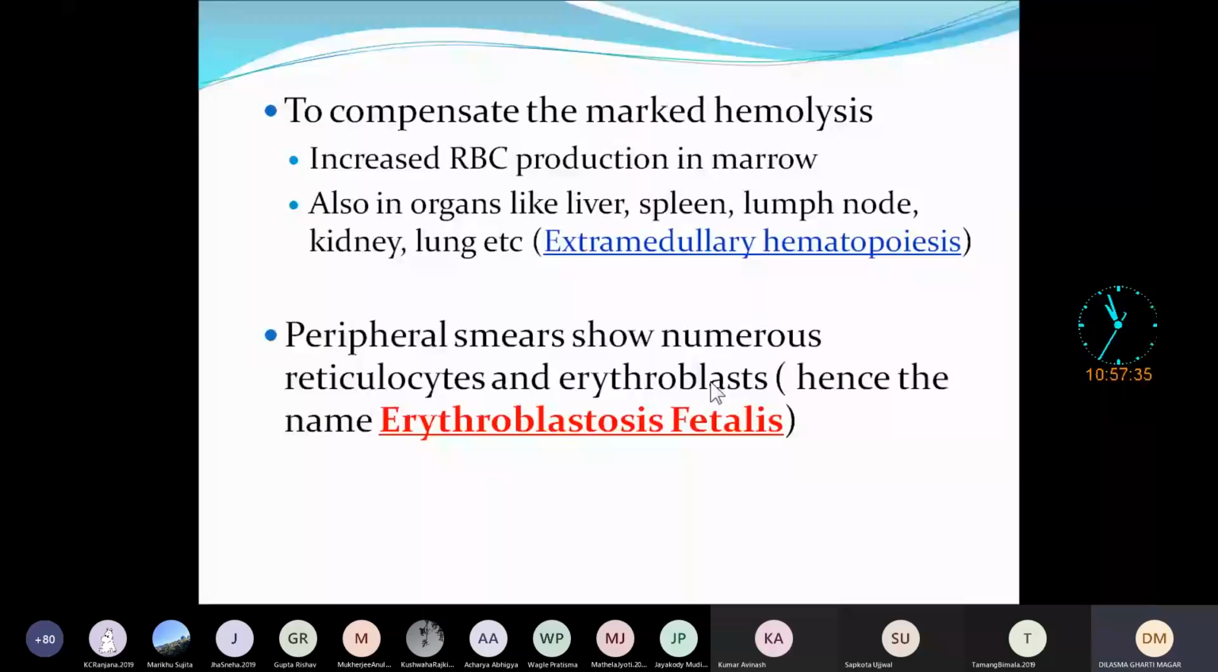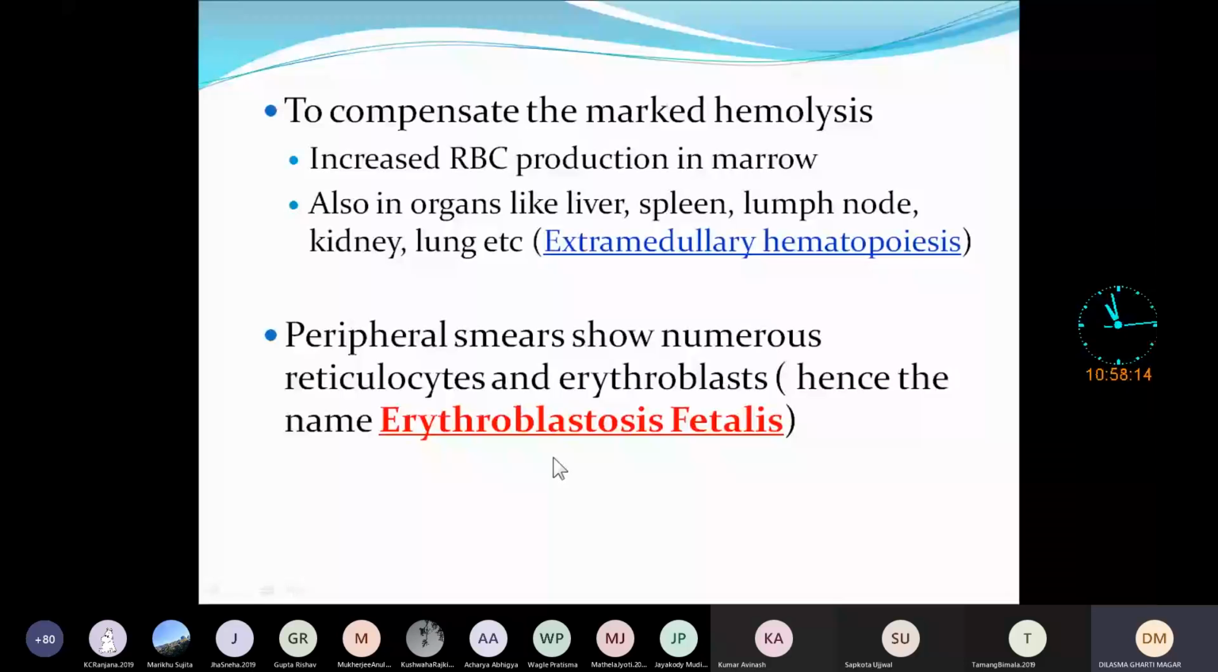So the peripheral smear shows numerous reticulocytes and erythroblasts. You know erythroblasts? They are precursors. Does a mature RBC have a nucleus? Mature ones don't have, isn't it? So here the erythroblast will go into the circulation. That's why the name is erythroblastosis fetalis. Whenever we draw blood from this fetus, we'll see so many reticulocytes and erythroblasts.